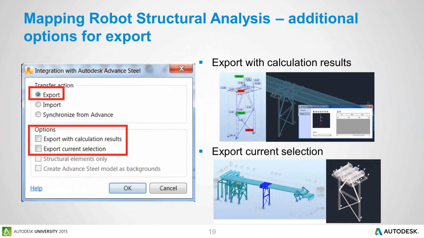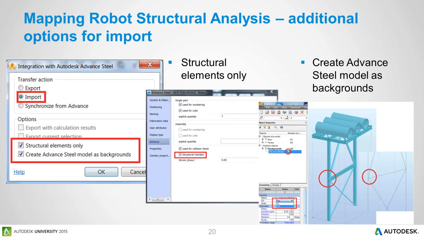The export current selection option becomes available when you selected an export or transfer action and made a selection of a part of a model. This exports only selected elements to an SMLX file. If analysis results are available for the selected elements, they can also be exported. If you mark the structural elements only checkbox, those selected Advanced Steel elements which have the structural members option marked are exported. In Advanced Steel, this attribute is available in the Element Properties dialog on the Behavior tab.